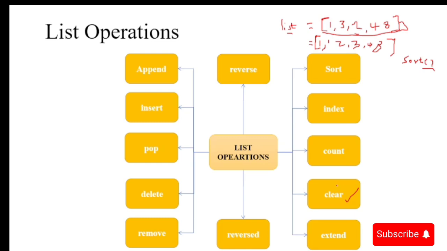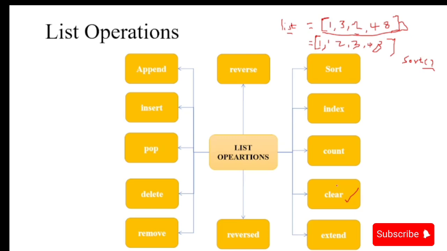And then we have extend, whereby the extend list operation appends the elements of another iterable list. For example, we want to add some elements to another list. We use the extend method to add those elements, to append those elements. I guess that is clear up to that point.